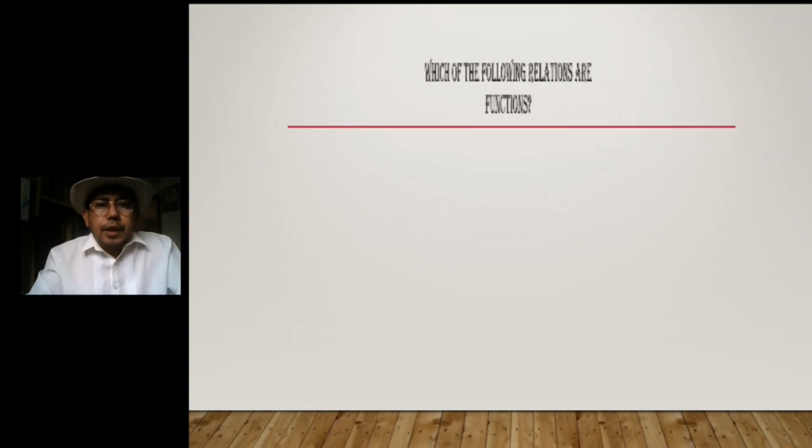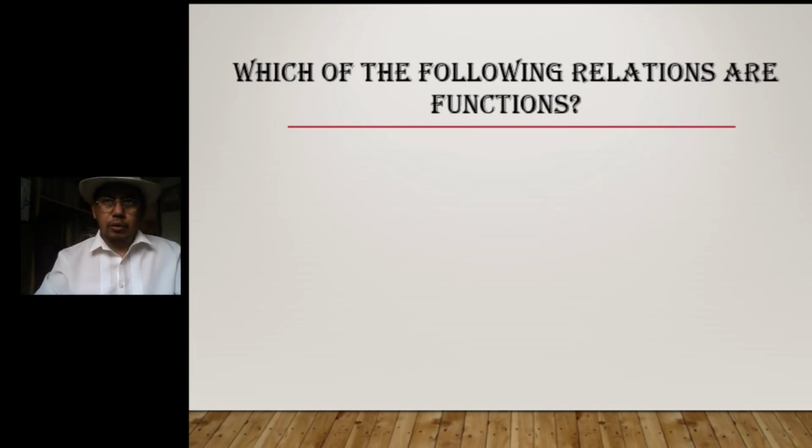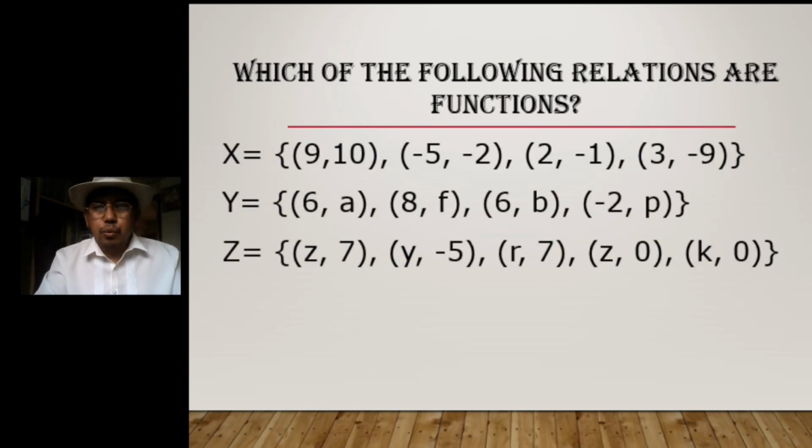Let's move on. It says here, which of the following relations are considered to be a function? Now you will notice we have three sets of ordered pairs. We have the set of x. The question is, does the set of x represent a function or is it just a mere relation? To answer this, we have to consider the domain, or the input. What are the domain of this set of x? We have 9, negative 5, 2, and 3. You will notice that the domain here is not repeated. Meaning to say, the set of x can be considered a function. It is not just a mere relation, but it is a function.